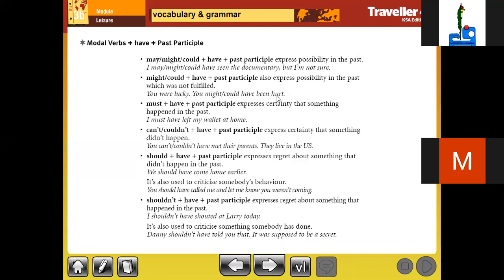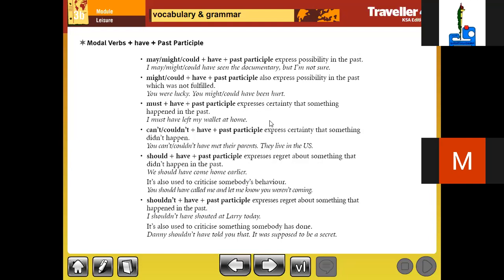We also use must plus have plus past participle of the verb to express certainty that something happened in the past. When we are certain, احنا متأكدين that something happened in the past, حاجة حصلت في الماضي, we use must plus have plus past participle. Like when I say, I must have left my wallet at home. I'm sure that I left the wallet at home. أنا متأكد إن أنا تركت محفظتي في البيت.